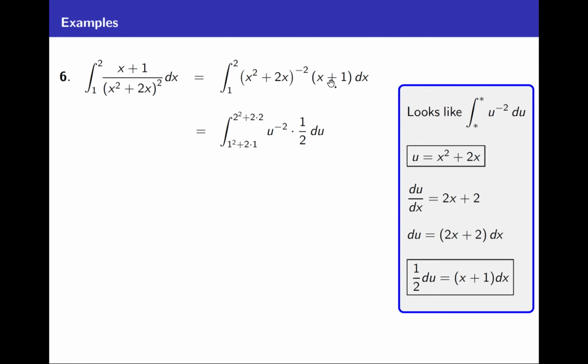So there we go. The x plus 1 dx is the 1/2 du, and this up here is the u to the minus 2. But remember, these limits of integration, which in this line are x values, have to be converted to their corresponding u values. So keep it in mind over here that u is equal to x squared plus 2x. When x is equal to 2, u has to be 2 squared plus 2 times 2. And when x is equal to 1, u would be 1 squared plus 2 times 1.